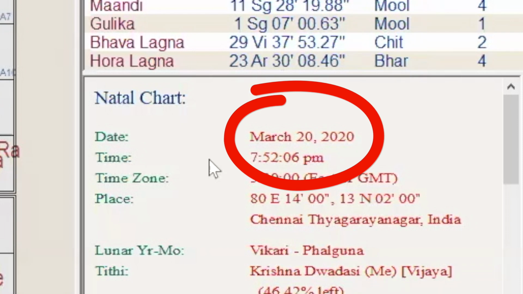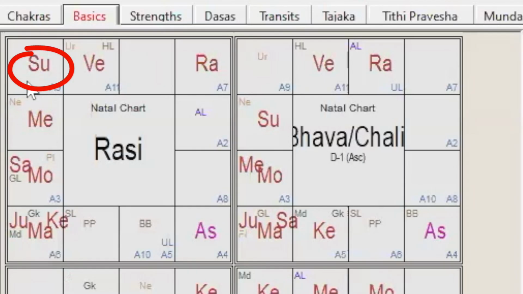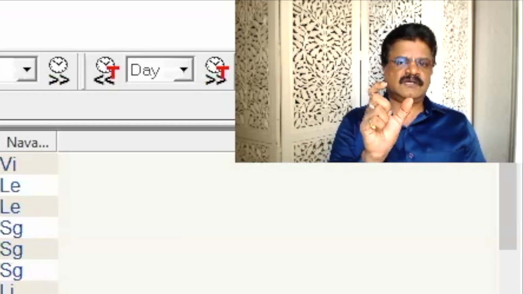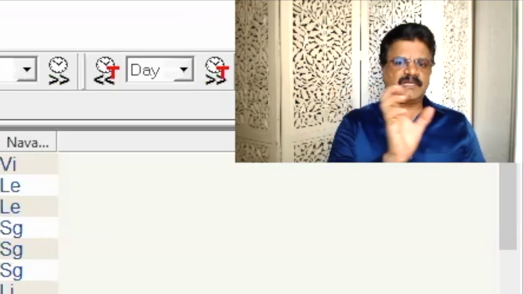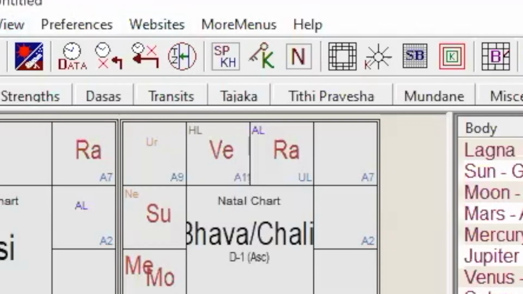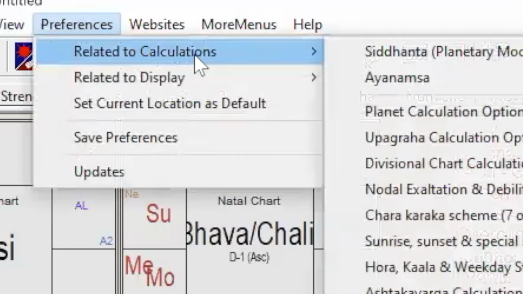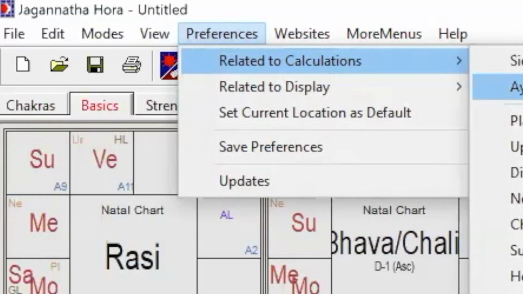So you see on March 20th, 2020, the sun is not in the Indian chart, it is not in Aries at all. Then why does the Western world say that March 20th or 21st onwards, it is Aries, the sun sign? So now this takes us to another important factor called the Ayanamsha. This is the difference between the Indian system and the Western world. There's something called the Ayanamsha, which you can find here, File, Edit, Modes, View, and Preferences. So go to Preferences, click on Calculate, related to calculations, and select Ayanamsha.